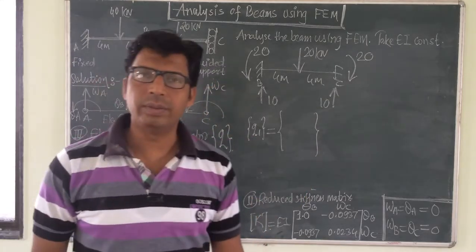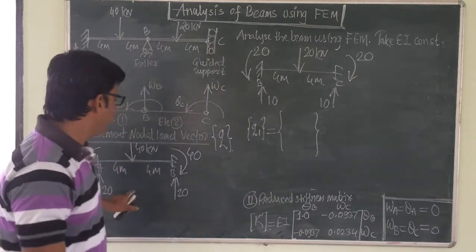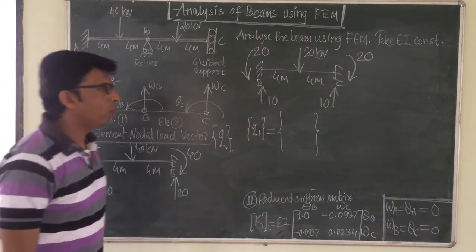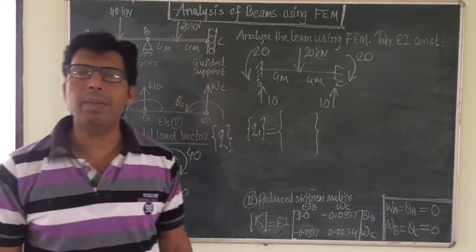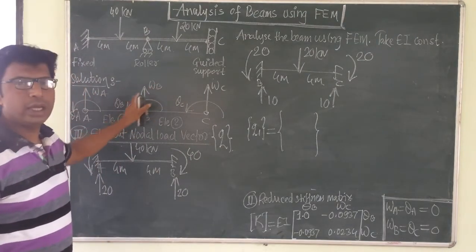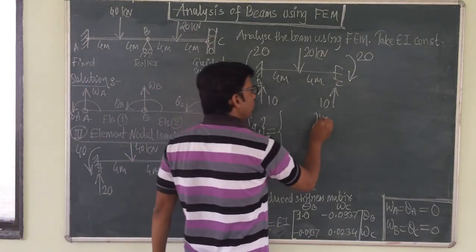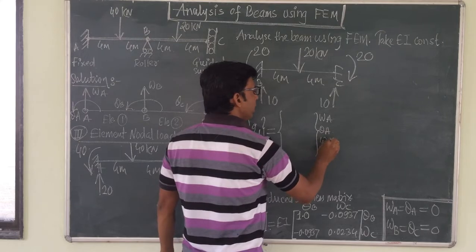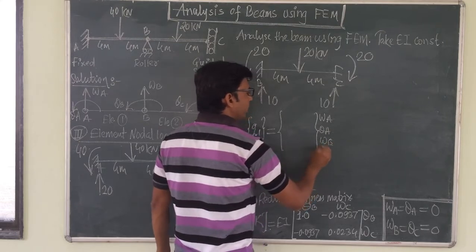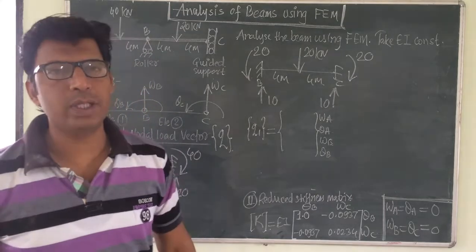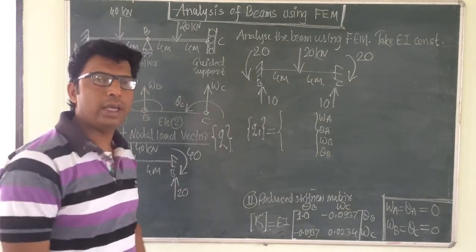So first, Q1 from element number 1, the element nodal load vector for element number 1. The displacements corresponding to element number 1 are WA, theta A, WB, theta B. These are the four displacements corresponding to the first element.